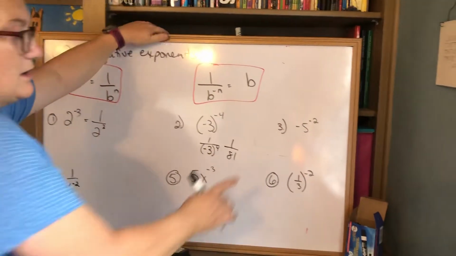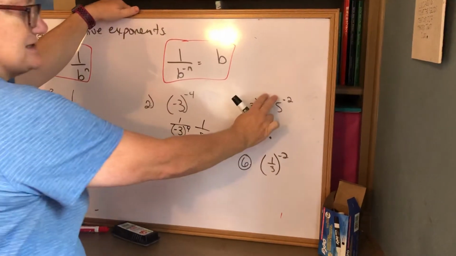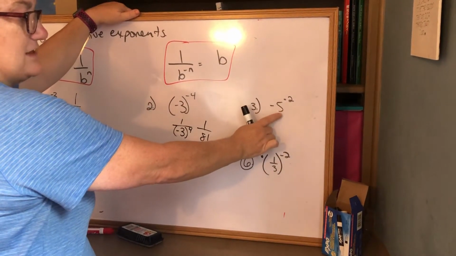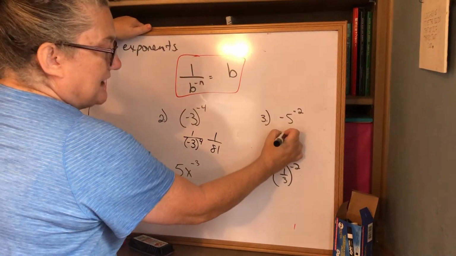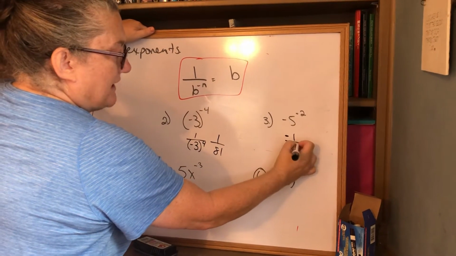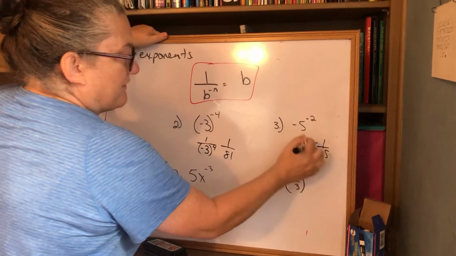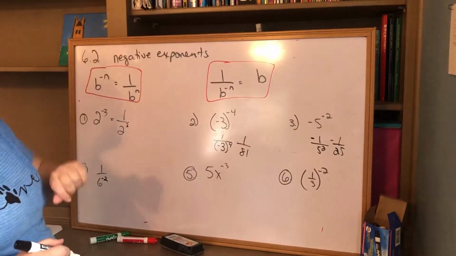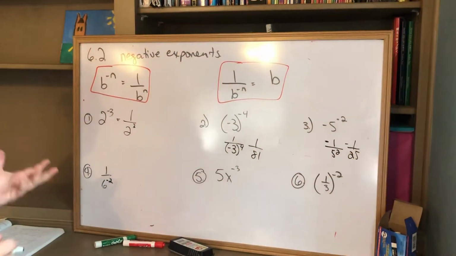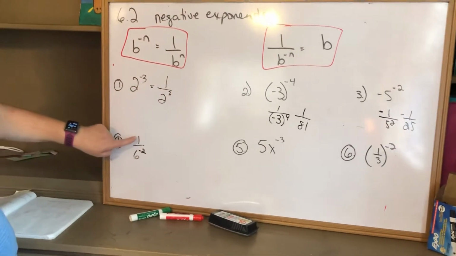Okay? Number 3 here differs from this one because notice this has parentheses, this does not have parentheses. So the only thing that's being affected by this negative 2 is the 5. So this would be negative 1 over 5 squared, or just negative 1 over 25. It would have to have parentheses around that negative to be affected by the negative 2, just like when we have positive exponents.